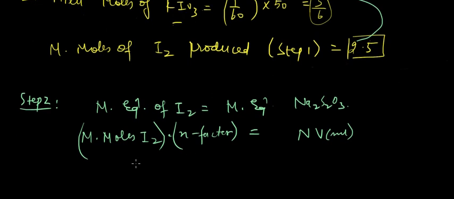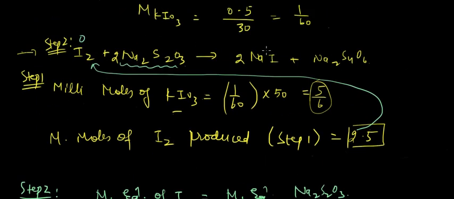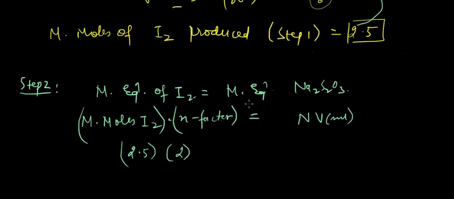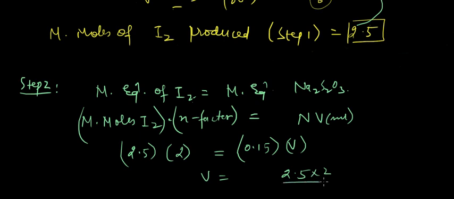Just remember this. Millimoles of I2 were 2.5. The n factor of I2 in step 2 is 2. Why? Because it is going from 0 to -1, so the n factor would be 2, as there are 2 moles of iodine in the compound. So 2.5 into 2 should be equal to 0.15 into the volume of Na2S2O3 required. So V would be 2.5 into 2 upon 0.15. That should give us 33.3 ml of Na2S2O3 solution required for titration.